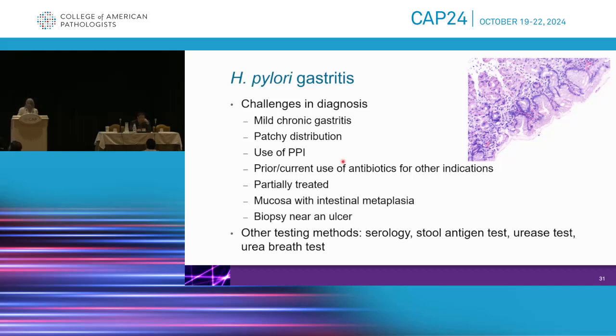So the use of proton pump inhibitors, prior or current use of antibiotics for other indications, partial treatment, mucosa with intestinal metaplasia or biopsy near an ulcer can all potentially affect if we're able to see H. pylori organisms or modify the morphology of them. And certainly when we are suspicious of this, we can always let our colleagues know that other testing methods, such as stool antigen test or urea breath test, are quite helpful as an adjunct to the diagnosis when we're struggling.